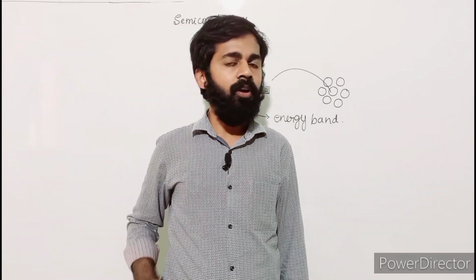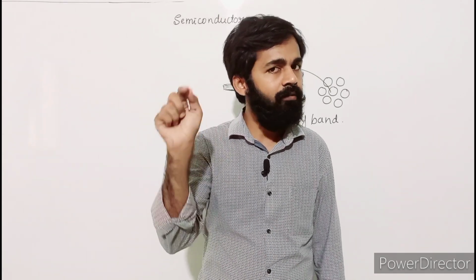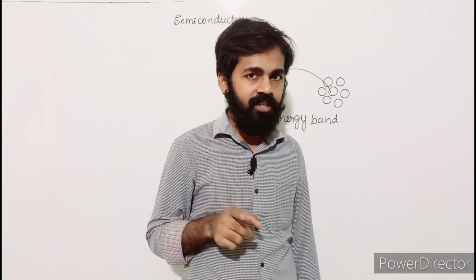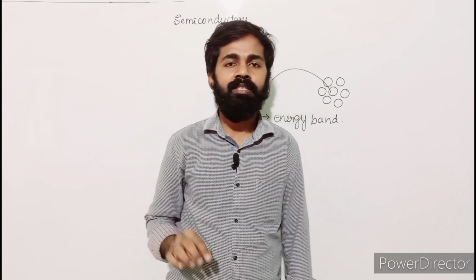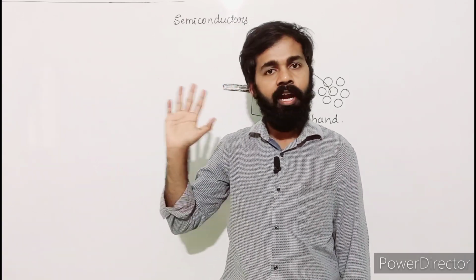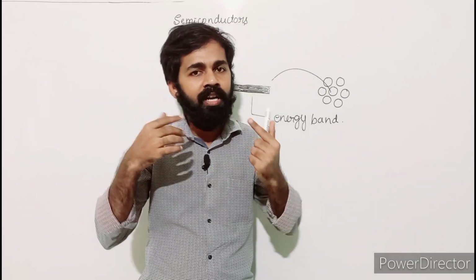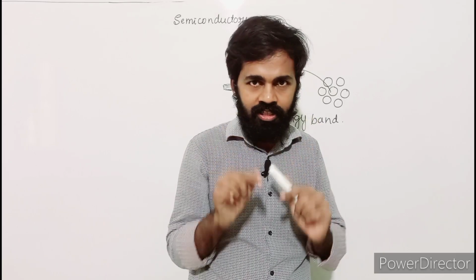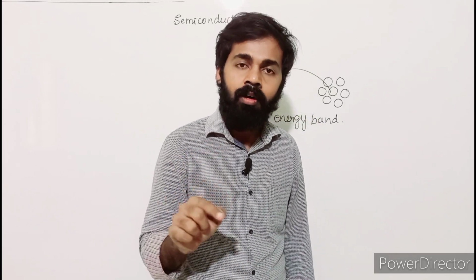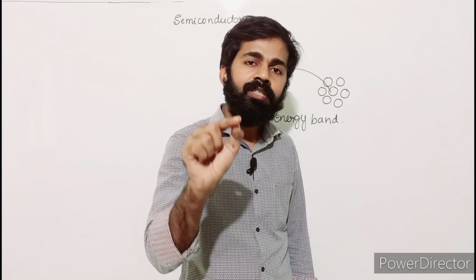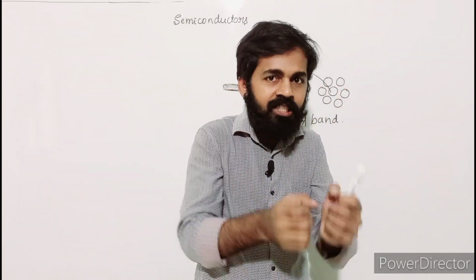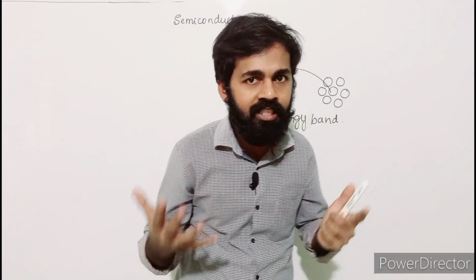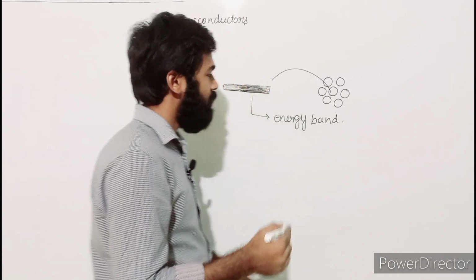So what is meant by valence shell? We know valence shell, right? The outermost shell which is partially or completely occupied in the atom is called the valence shell. Now, if the valence shell splits to form an energy band, that band we call the valence band.